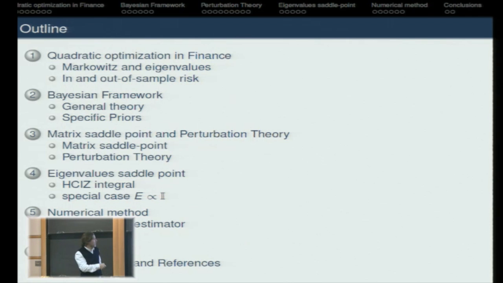We try to do an eigenvalue saddle point, but we're stuck with what we call in physics the Itzykson-Zuber integral, the HCIZ integral. And we need to make some brutal approximation in order to do something out of this. We found a numerical method that actually works quite well, and probably in practice is basically all you need. But it's very important to understand the theory behind what you're doing. And so I'll finish with some conclusions.